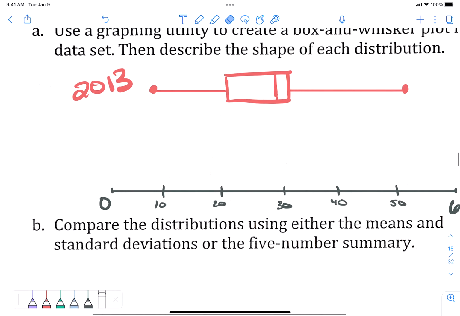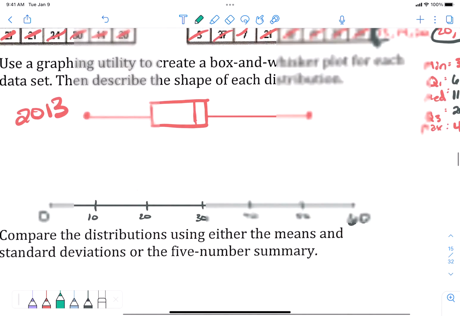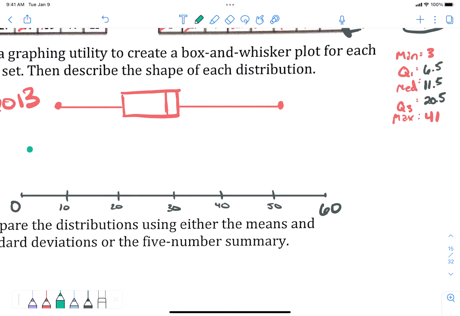Are we ready for 2014? 2014, 3 is the min. I'm going to go right there. Max is 41. 11 and a half. Holy cow. We've got 6 and a half. We've got 20.5 is here. This one's definitely something.